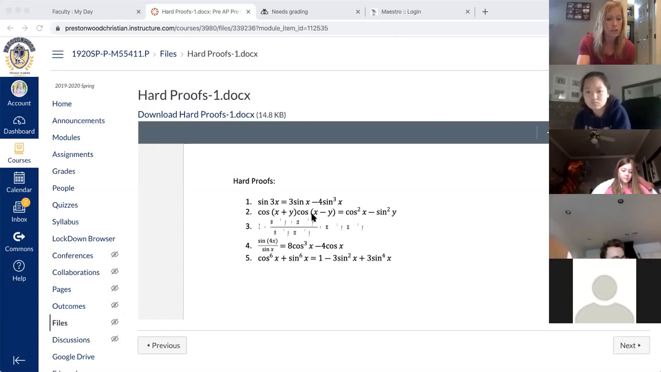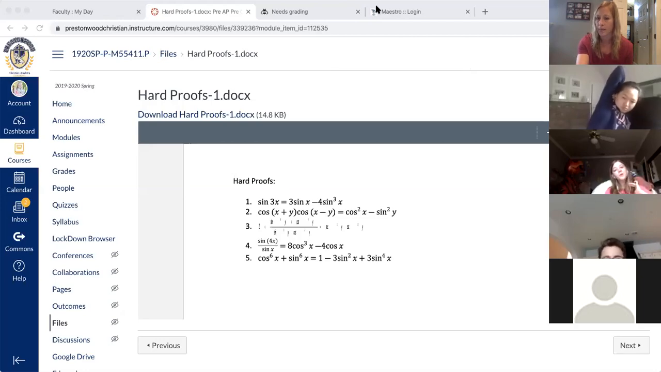And in fact, on 210 number 13, if you can figure out number 13 on page 210, that might have some bearing on question 5 here in your hard proofs. Those are both good ones to look at. And I'll give you a hint. They're both different ways of factoring. So think about them as some factoring.